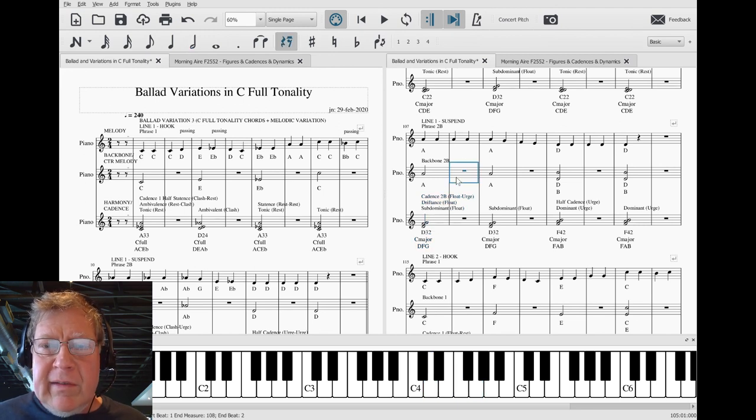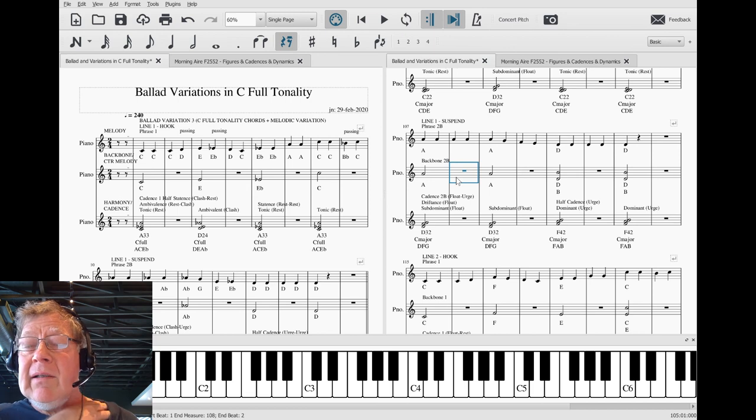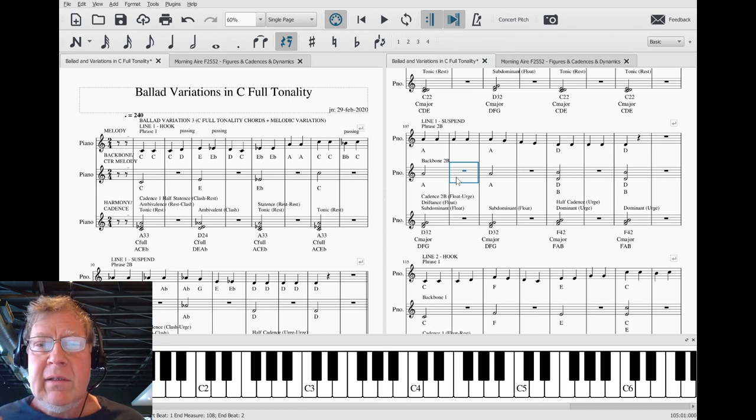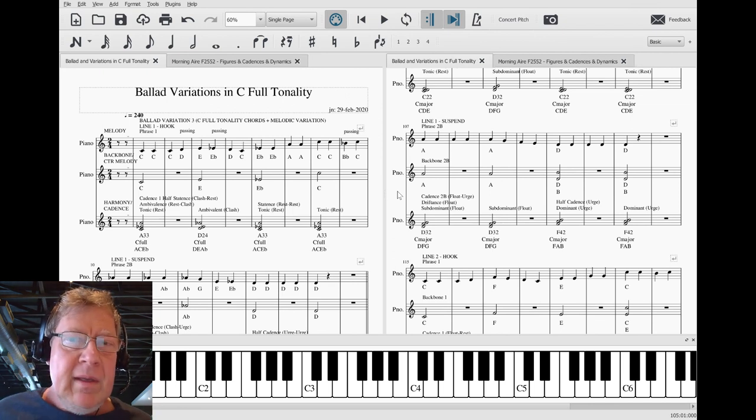So that's kind of like our most immediate nuts and bolts next step, building on what we had done in the third variation. So that's definitely on the table. Now let's listen to the third variation.